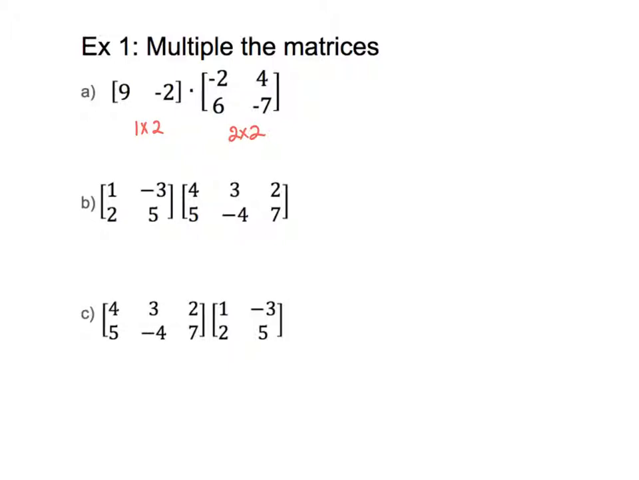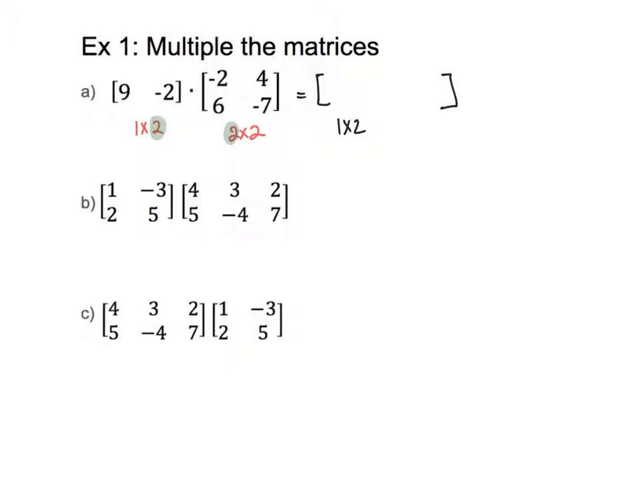So remember the rules for multiplying matrices. The inners have to match, and they do, right? Because in this case, our inner numbers are a 2 and a 2. And our outer is a 1 and a 2, so that tells me when I multiply these two matrices, I should get a 1 by 2. That means 1 row and 2 columns.